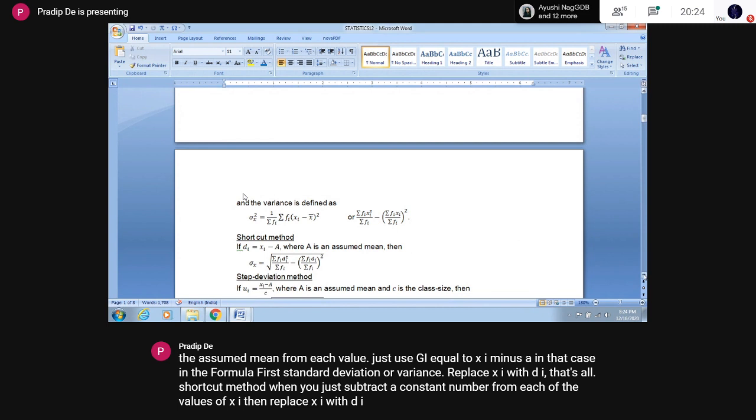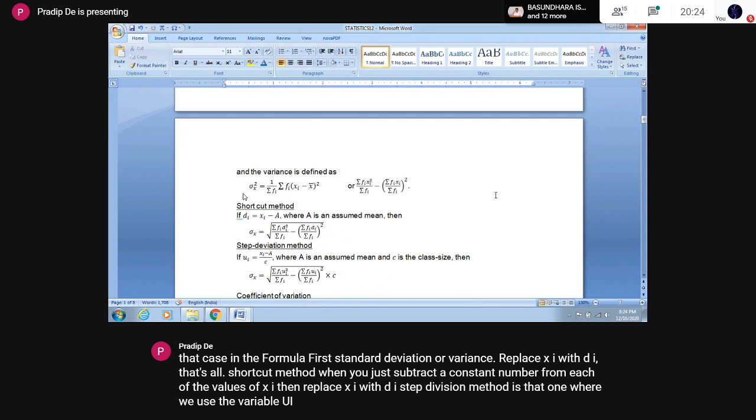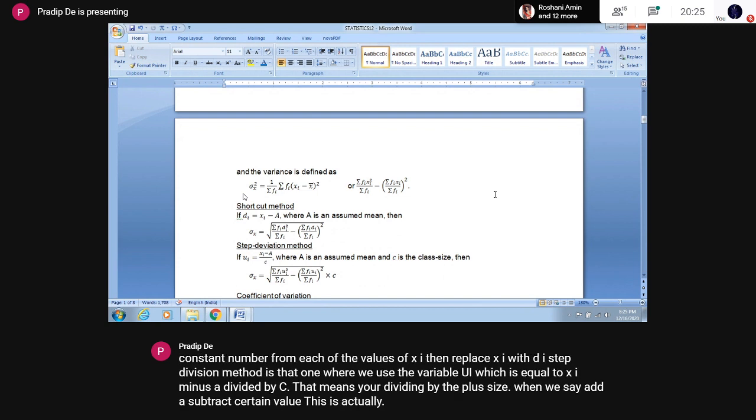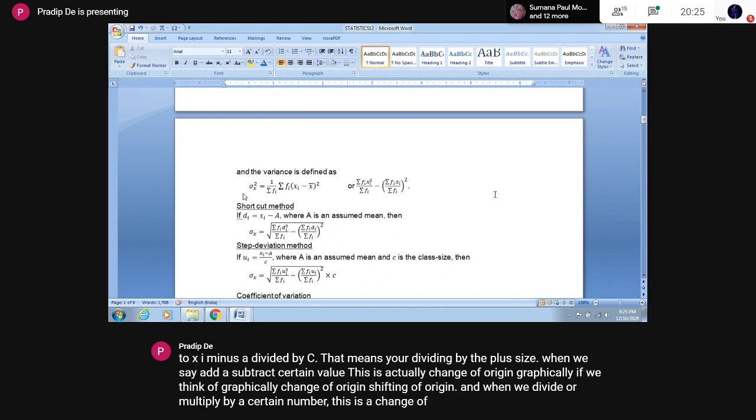Step division method is that one where we use the variable ui, which is equal to xi minus a divided by c. That means we are dividing by the class size. When we add or subtract certain value, this is actually change of origin. If we think of graphically, change of origin, shifting of origin. And when we divide or multiply by a certain number, this is a change of scale.